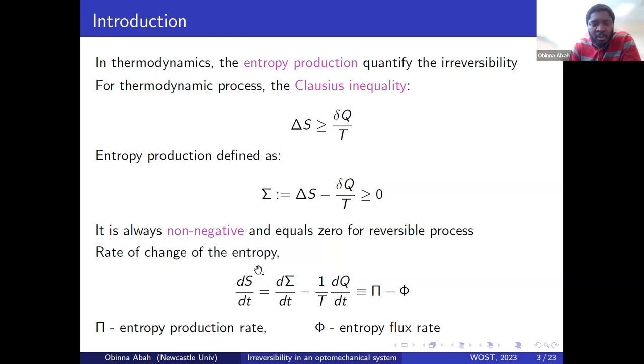But sometimes things are easy to calculate using the rates, so in time. If you just look at the rate of change of the entropy in time, that gives you this expression where this first quantity is the entropy production rate, and the second one is what is known as entropy flux. So under steady state, both of them are the same.